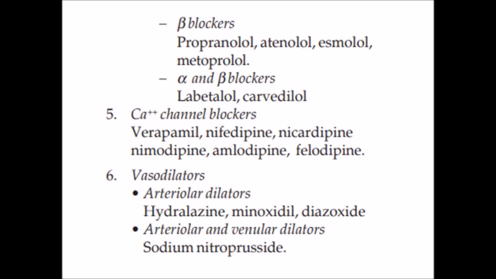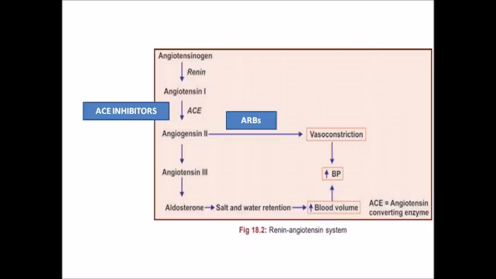Okay. And finally, vasodilators. Vasodilators can be arteriolar dilators or a combination of arteriolar and venular dilators. Arteriolar dilators are hydralazine, minoxidil, and diazoxide. And then the drug which can dilate both arteries and veins, arteriolar and venular dilator, is sodium nitroprusside. Now let's see the mechanism of action of each of these.